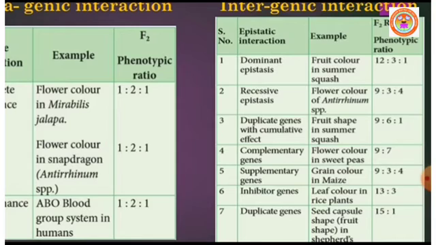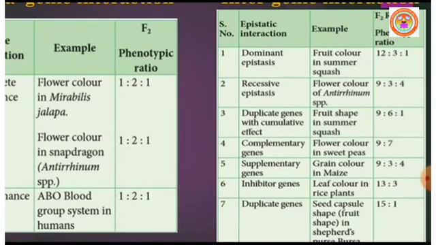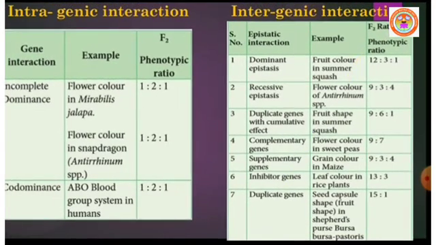Okay, so the phenotypic ratios of the various epistatic interactions in intergenic interaction were given. So what is the benefit? You can understand how the alleles present in the different loci of different genes interact with one another, how they affect the phenotype of an organism, and how they change the phenotypic ratio of the Mendelian dihybrid cross. That we are going to study in detail. Okay, children.